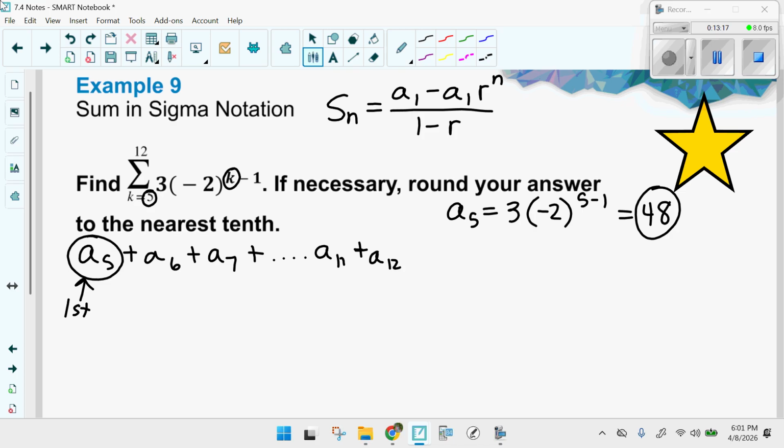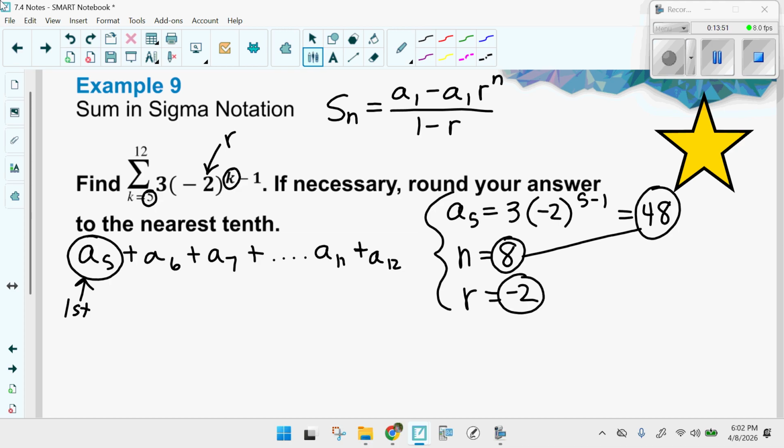The next thing I'm going to need to know is how many terms there are. When we count up from 5 to 12, that's going to be 8 total terms. You might be thinking just 12 minus 5 gives you 7, but when you include the 5, that means you have 8 total numbers that you're adding together. And then lastly, our R value, which is right here, is equal to negative 2.